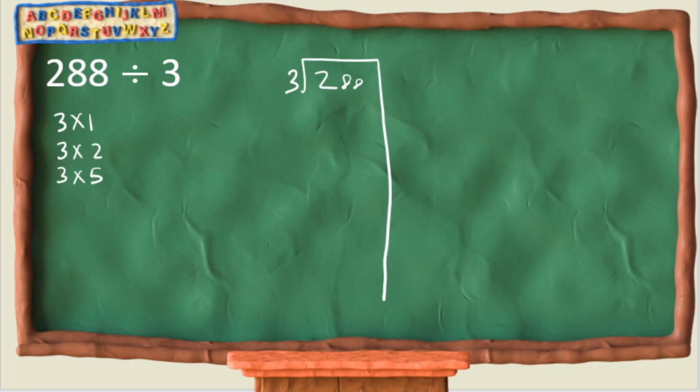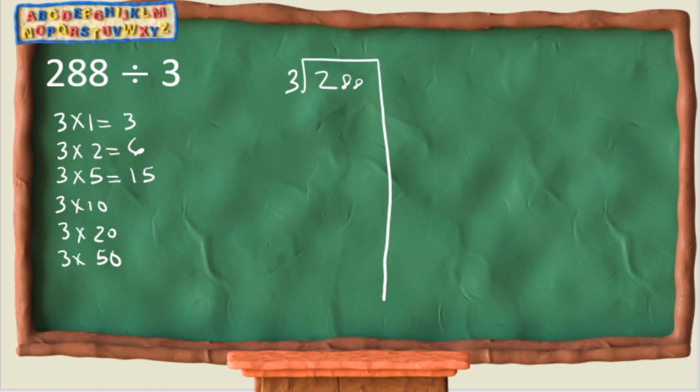And now I'm just going to do the multiples of these numbers. 3 times 10, 3 times 20, 3 times 50. I already know that 3 times 100 will be too big because 3 times 100 will give me 300. That's too big. So let's go ahead and find the answers for these first three. 3 times 1 is 3. 3 times 2 is 6. 3 times 5 is 15.